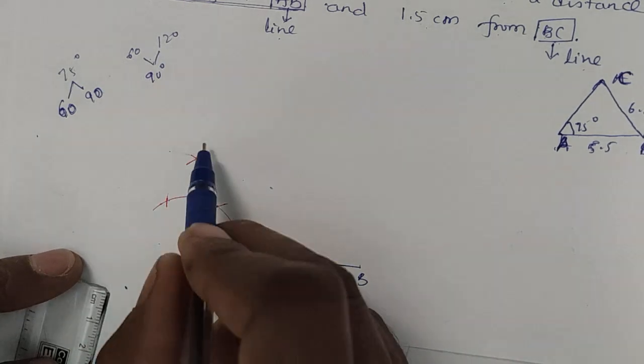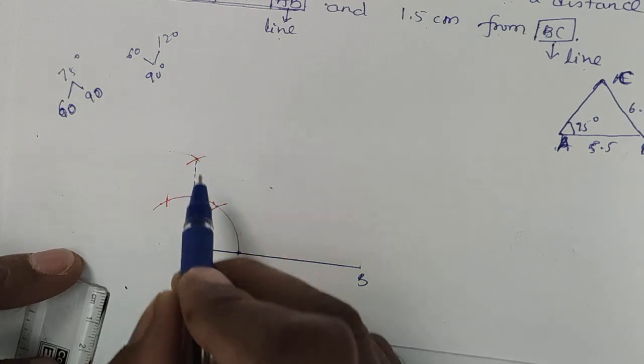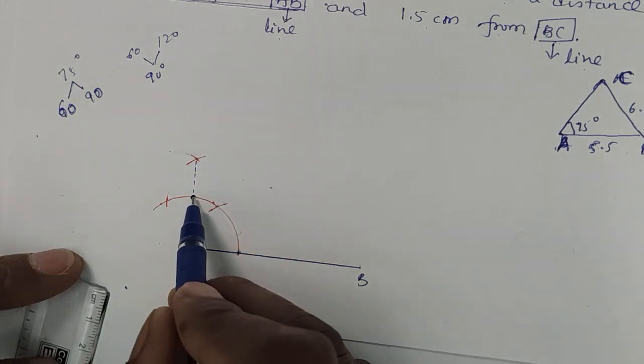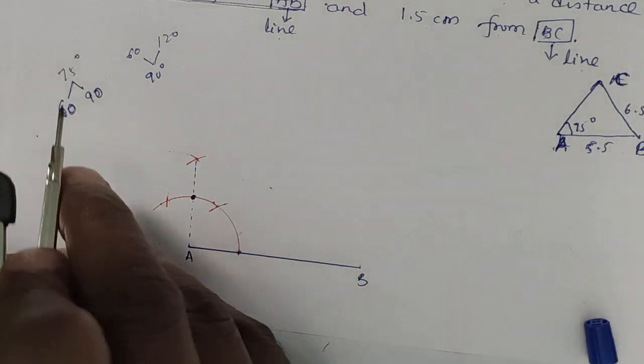To get 90, from 60 and 120 degree above, we cut arcs. But after joining, this is not 90 degree. Again I tell you, this is not 90 degree, these are 90 degree arcs. That's it. But 90 degree we will get here. This is 90.